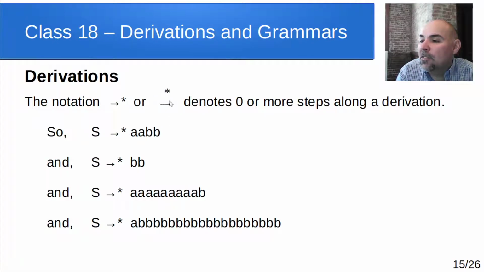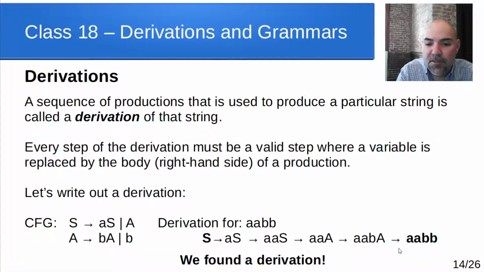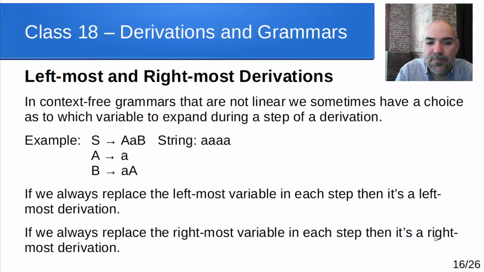This arrow with a star over it denotes zero or more steps along a derivation. In other words, S followed by zero or more applications of productions along our derivation gets us to that. It also gets us to that, or that, or that. It can get us to a lot of different things. This is just a shorthand for cutting out parts of the derivation. So instead of listing all of them out, you could put a star over the arrow and say S will eventually get to that, if there really is such a derivation.